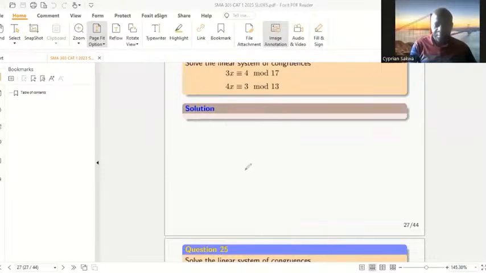Therefore, I want to get the inverse of 3 mod 17. First, find the inverse of 3 mod 17. In the previous questions, I was able to find the inverse by inspection because the modulus was relatively small, but this one is a bit bigger. So that means I must use the extended Euclidean algorithm.